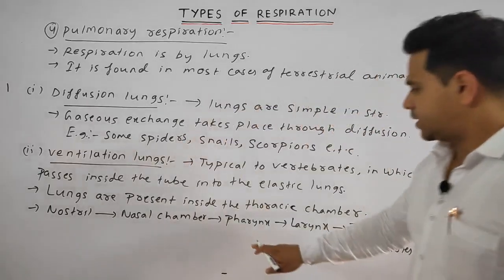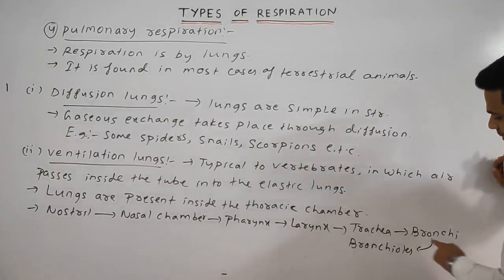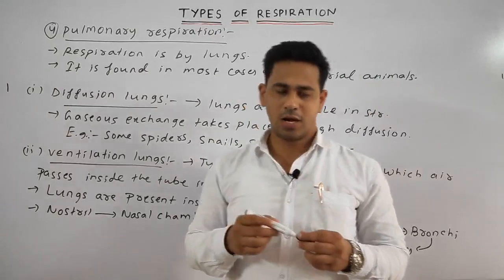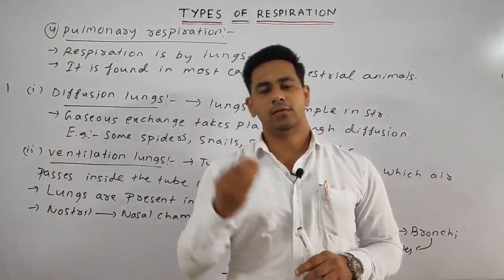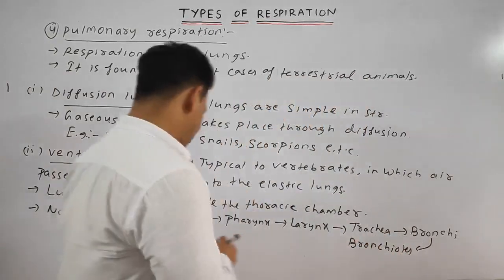Okay, next the nasal chamber, it will pass on to the pharynx, then the larynx region, then the trachea, the windpipe, then to the bronchi and the bronchioles, by which it will go into the lungs. And obviously the common examples we can take are the reptiles, mammals, apes, etc.